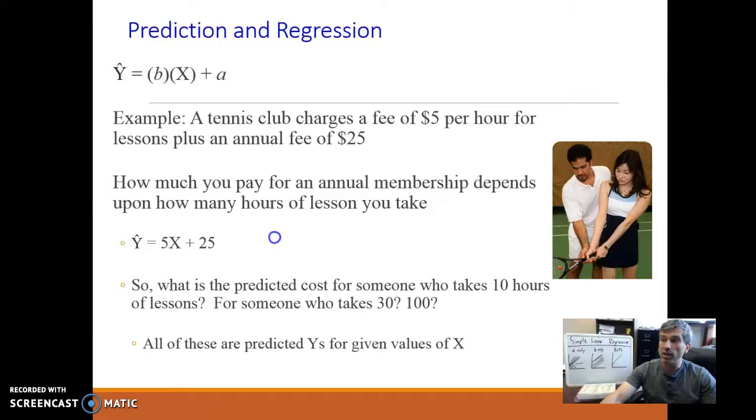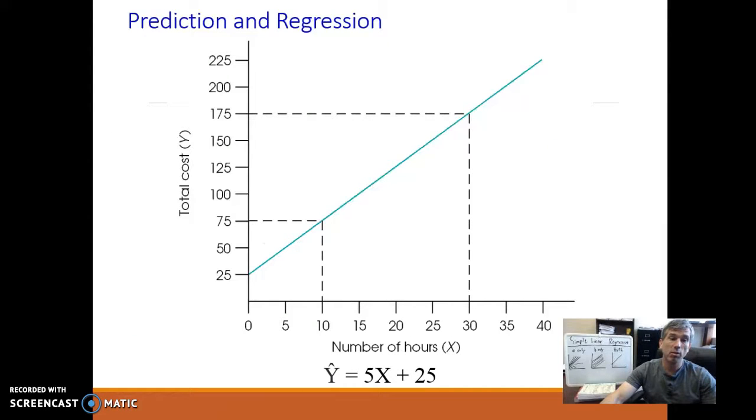We can visualize this in terms of what it looks like as a regression line as well. So here's that regression line. Notice again we have A locked in. It starts at 25. That's the starting point. When X is 0, we pay 25. And every time X goes up by 1, Y goes up by $5. So we can look here and you can even visualize how this equation works.